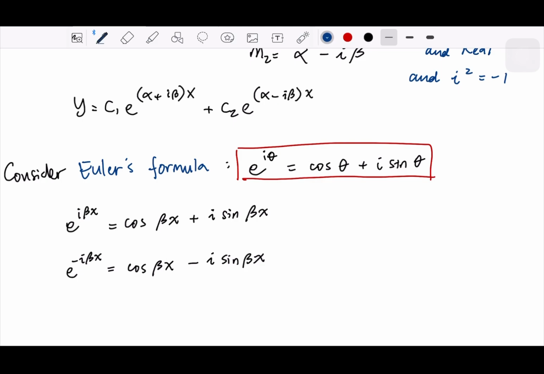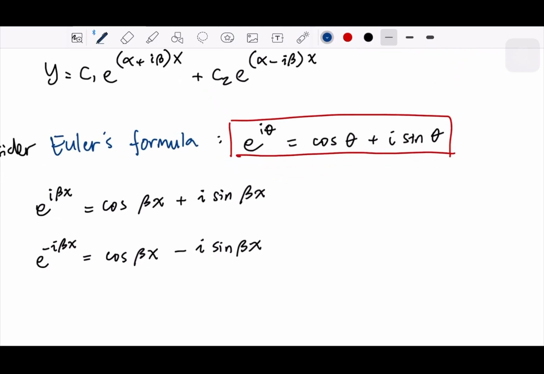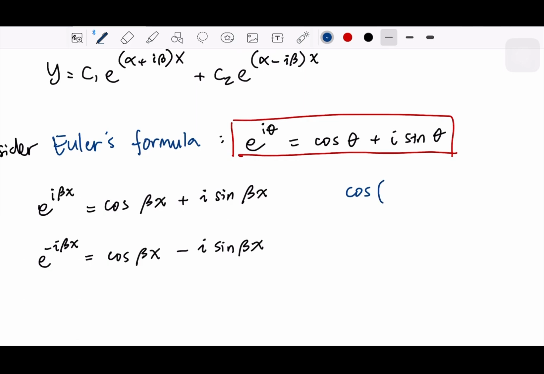And remember that in trigonometry, in the observations of the quadrants, when we have cosine at the negative angle, this will be positive, right? And in quadrant 4, for sine, it will be negative.